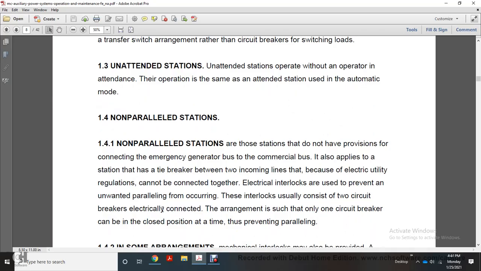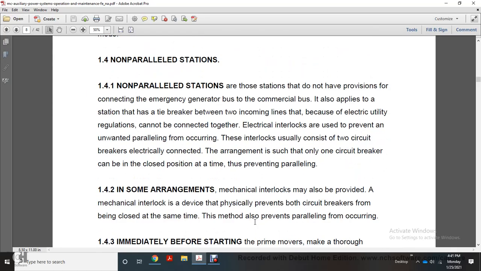141. Non-parallel stations. These are stations that do not have provisions connecting an emergency generator bus to the commercial bus. It is applied in a station with a tie breaker between the two incoming lines. Because of electrical utility regulations, the two sources cannot be connected together, so electrical interlocks are used to prevent any unwanted paralleling from occurring. The interlocks usually consist of two circuit breakers electrically connected in such an arrangement that only one circuit breaker can be in the closed position at a time, thus preventing paralleling.